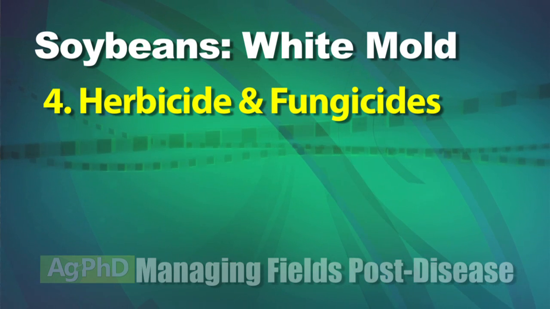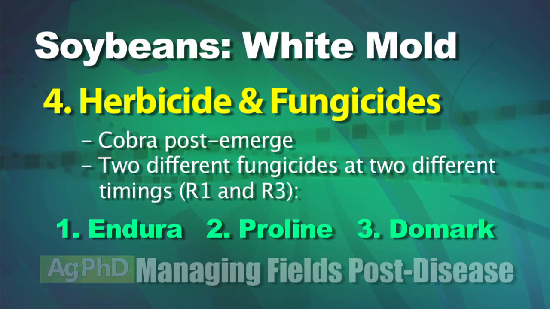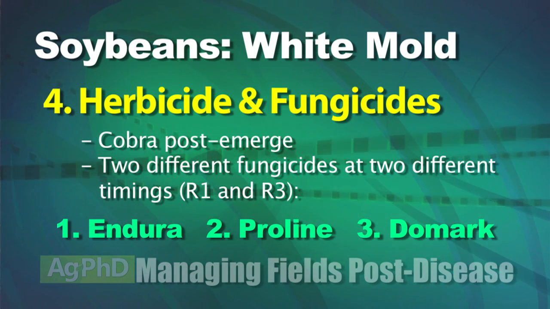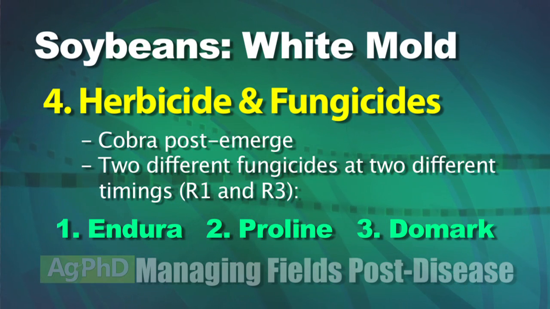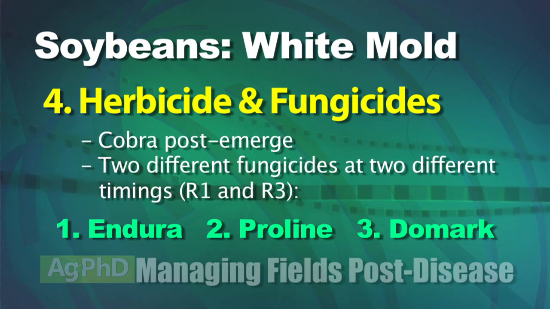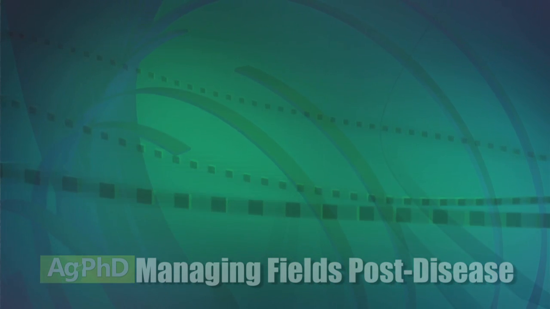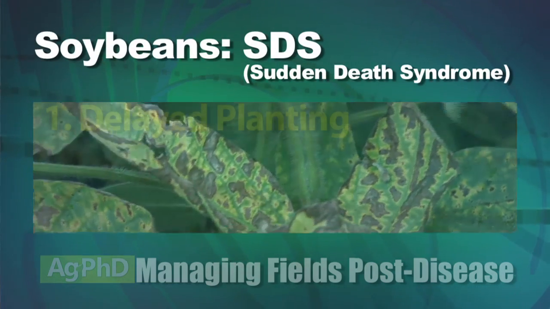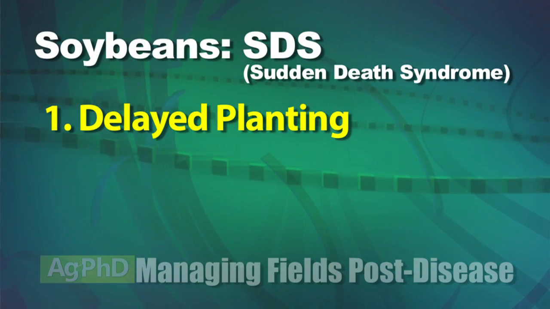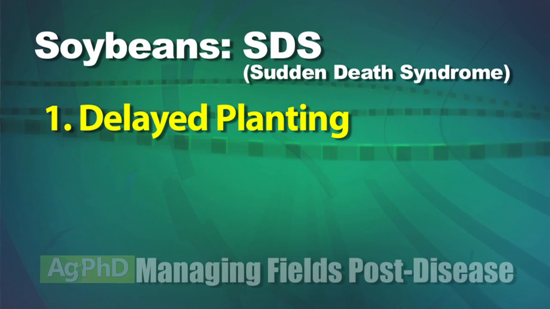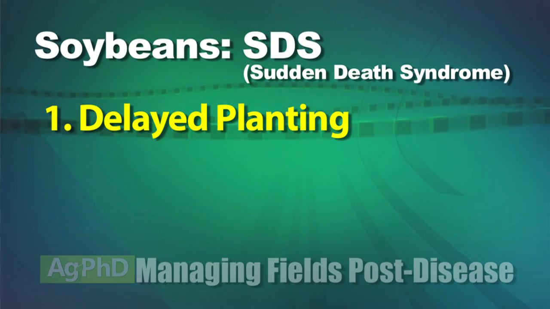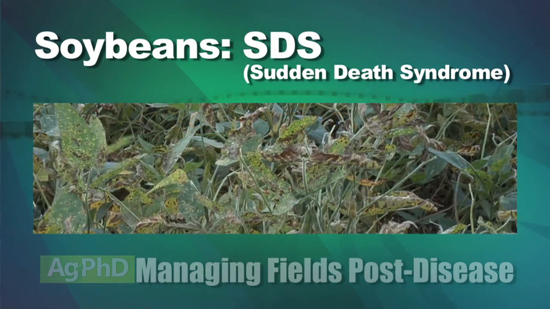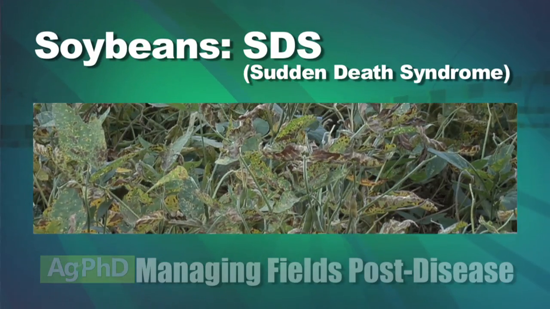And then what we suggest for herbicide is using some Cobra, then follow up with 2 different fungicides at 2 different timings, R1 and R3. Endure is the best, Proline is next, then Domark. So those are your choices. All right, in terms of other diseases, sudden death syndrome was one this year that really popped up. So if we have a year, like 2014, where it's exceptionally cool, just wait until a few days later than everybody else plants, and you're going to be in good shape, because that sudden death syndrome is going to be the worst in the fields that are planted very early.